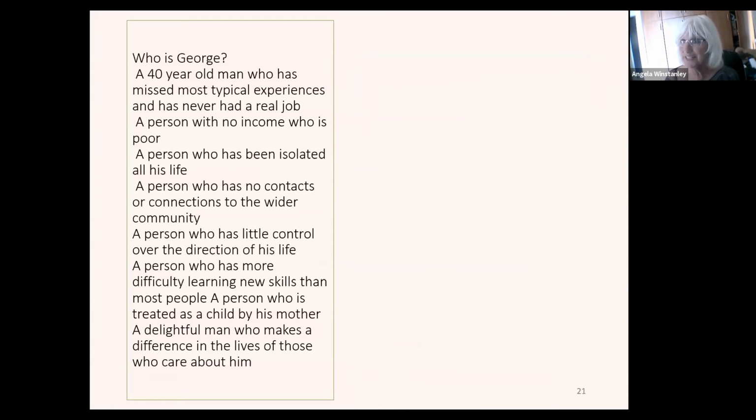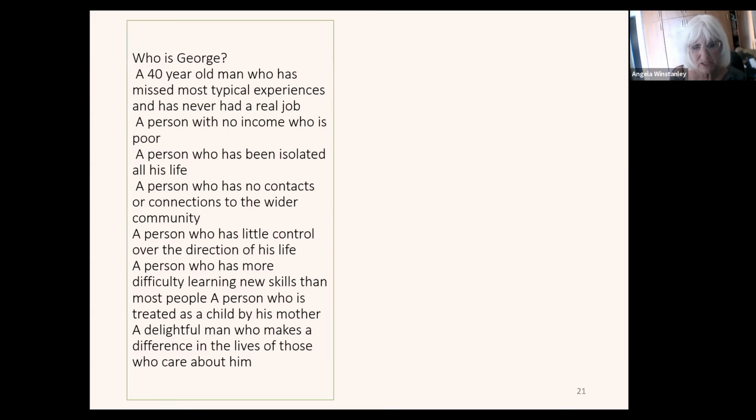Let's now think about it in the PCP way. Here it is again. George is a 40-year-old man who's missed most typical experiences, has never had a real job. We're not talking about his IQ here. We're talking about George as a person who's experienced life. A person with no income who is poor. A person who's been isolated all his life. A person who has no contacts or connections to the wider community. A person who has little control over the direction of his life. And a person who has more difficulty learning new skills than most people.